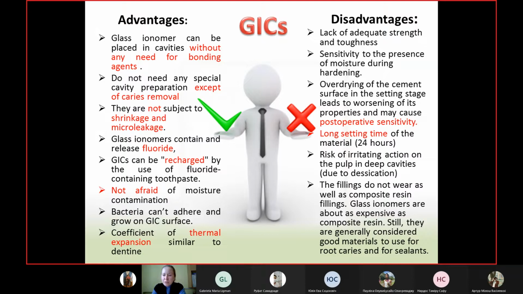Glass ionomer cements need moisture for polymerization. If such is not present, they will take it from pulp and cause irritation of it. They have a long setting time for conventional glass ionomer cements, approximately 24 hours. There is a risk of irritated action on the pulp in deep cavities due to desiccation. Actually, this is the reason that's why they can't be placed in close proximity to the pulp tissue.